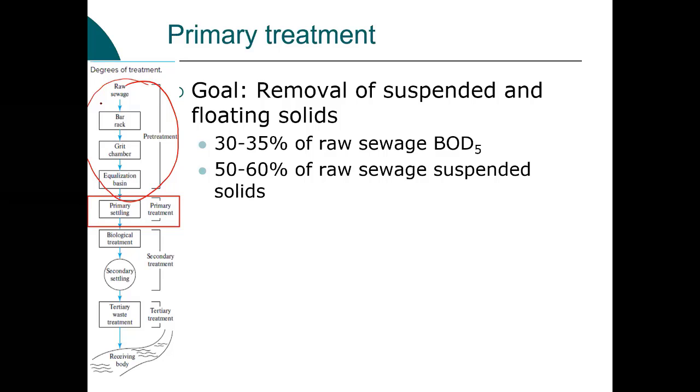The goal of primary sedimentation is to remove suspended solids. Typically, it will remove about 30 to 35% of the raw sewage BOD. The BOD that it's removing here is attached to particulates, so it's attached to these particulates that are being removed. And it typically removes about 50 to 60% of the suspended solids.